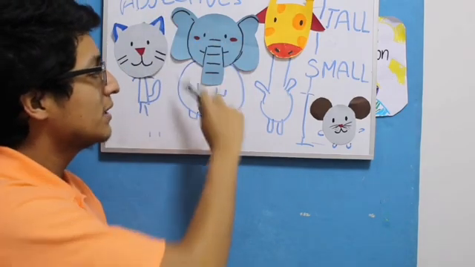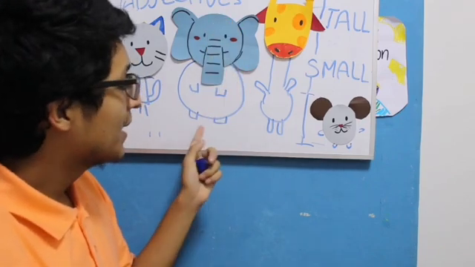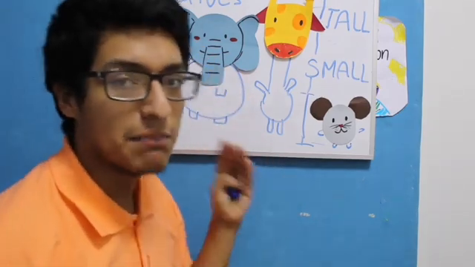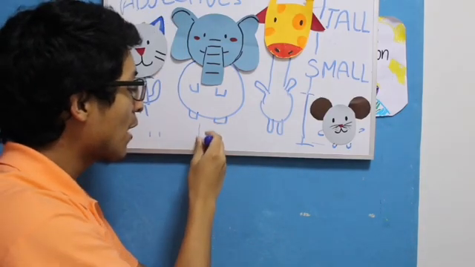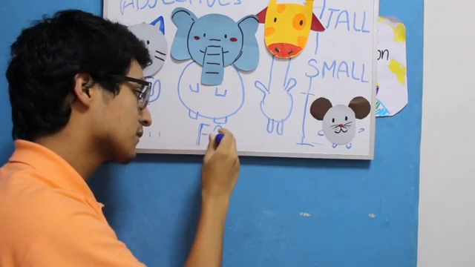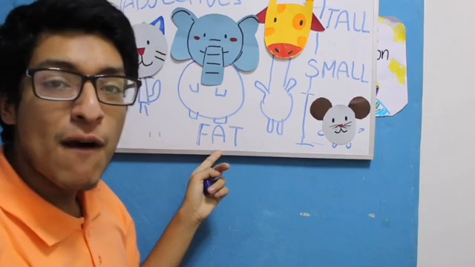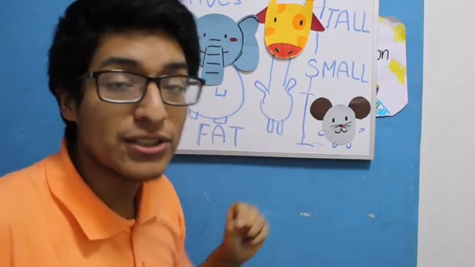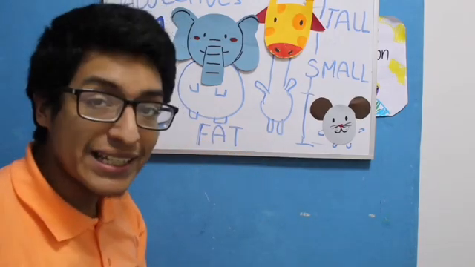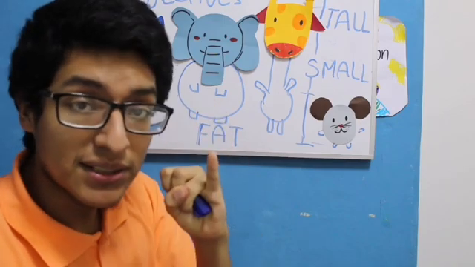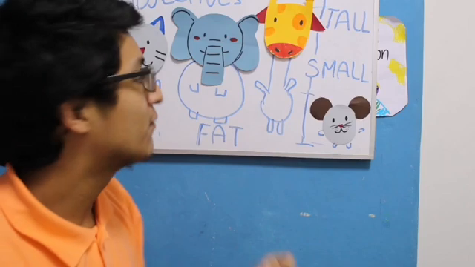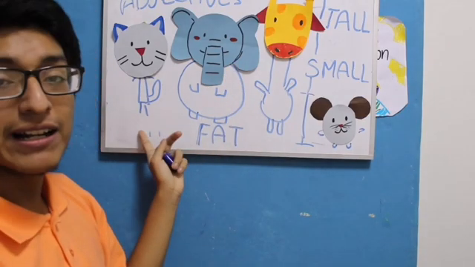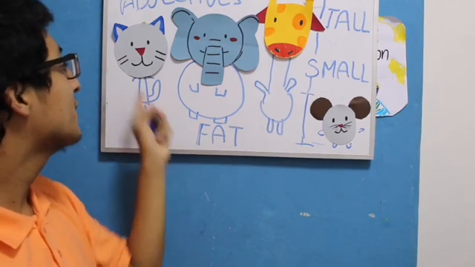So the next adjective would be this one. The elephant is very big and very heavy, so we are going to call it fat. Fat is for these animals, well, not exactly animals, for persons too. For persons that are like this. These adjectives work for persons, for animals, and for objects. For example, here: giraffe tall, mouse small, elephant fat, and finally, but not least important, we have here the cat.